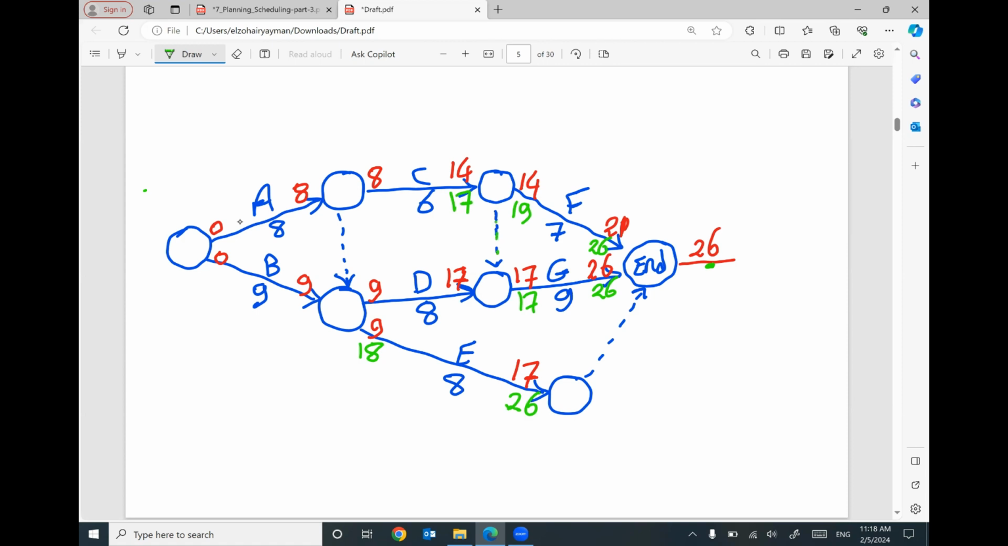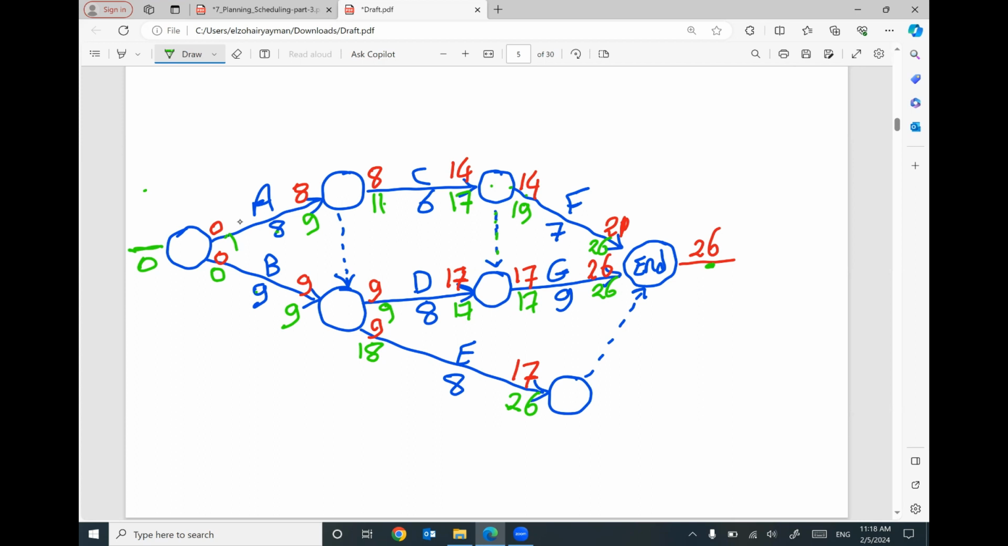If you move backward for this dummy, we have 17. If you move backward here, 19. I'm going to use the smallest number, 17 minus 6 will be 11. We have here 17 minus 8 will be 9. We have here 18, 9 and 11. I'm going to use the smallest one. 9 minus 8 will be 1. 9 minus 9 will be 0. I have 1 and 0. I'm going to use 0.